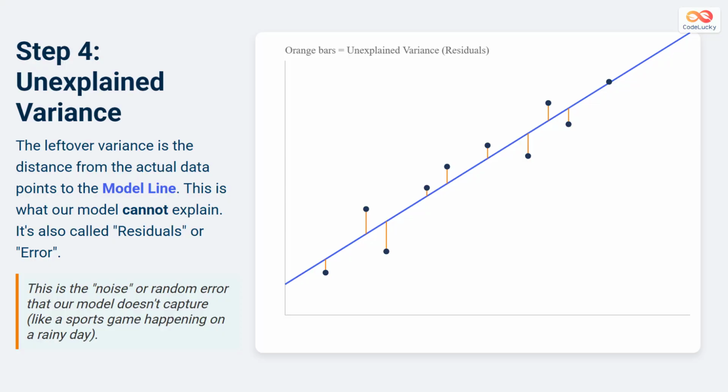Of course, our model isn't perfect. The data points don't all fall exactly on our line. The distance from an actual data point to the model's prediction line is the unexplained variance. This is the error, or residual, that our model cannot predict. It's the variation caused by other factors we didn't include in our model, like how much sleep a student got or how good their teacher was.